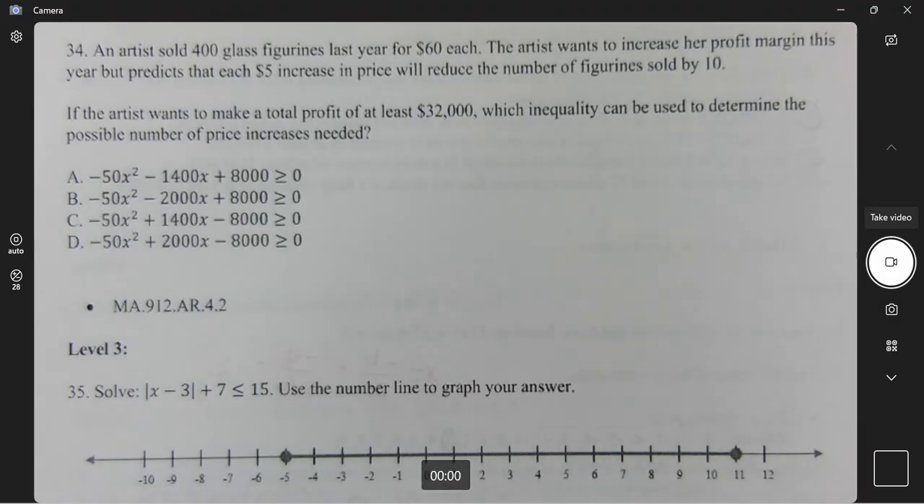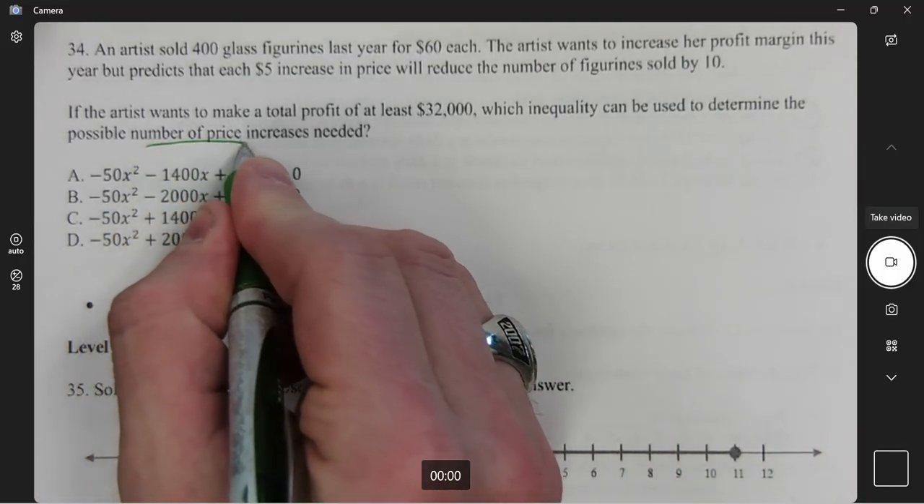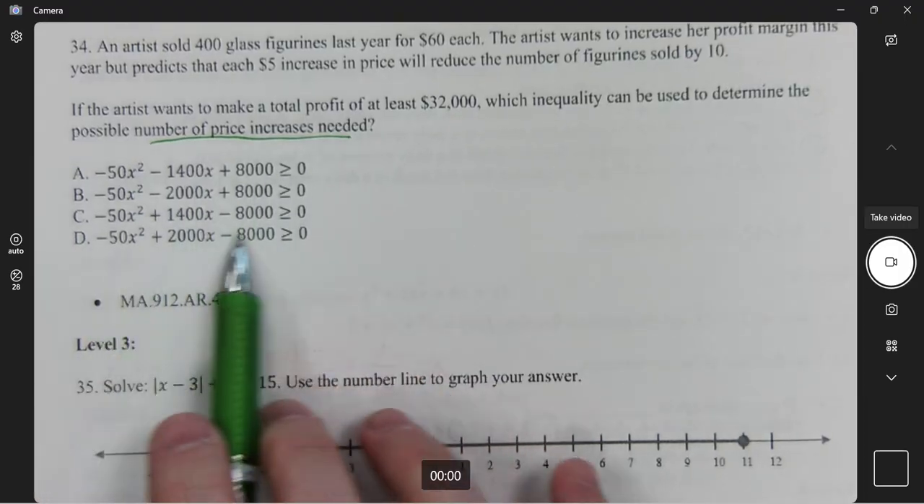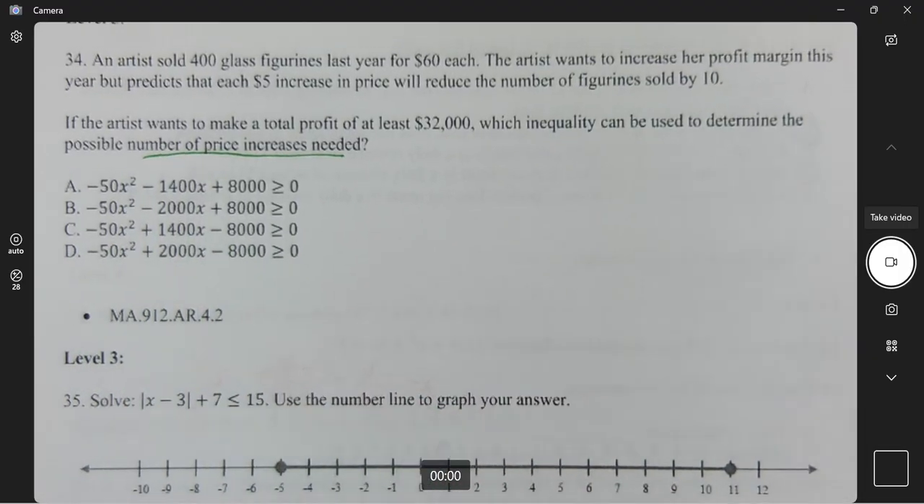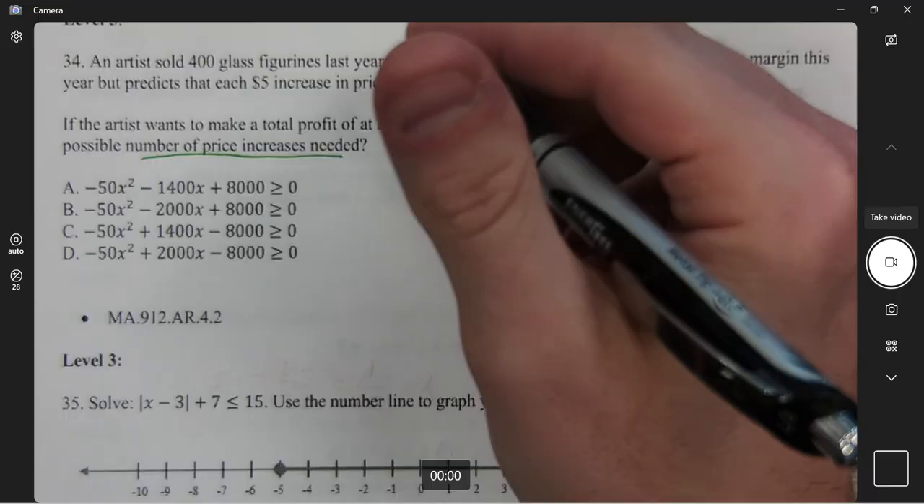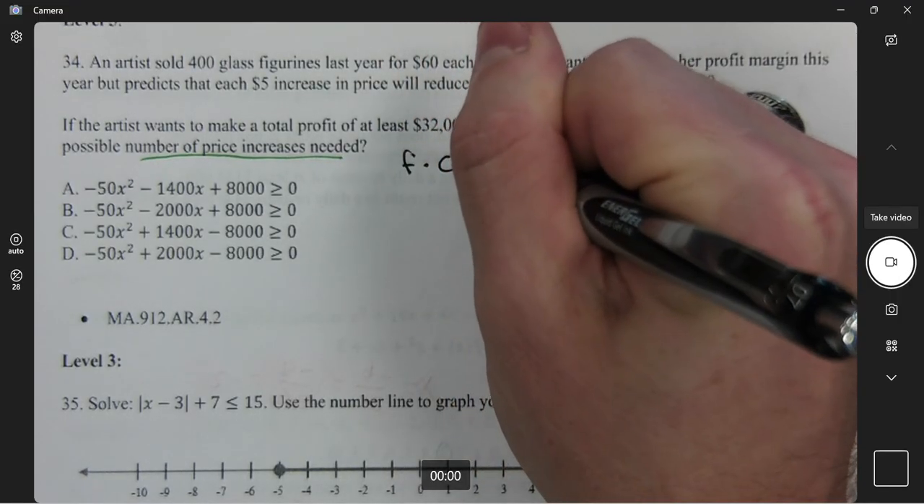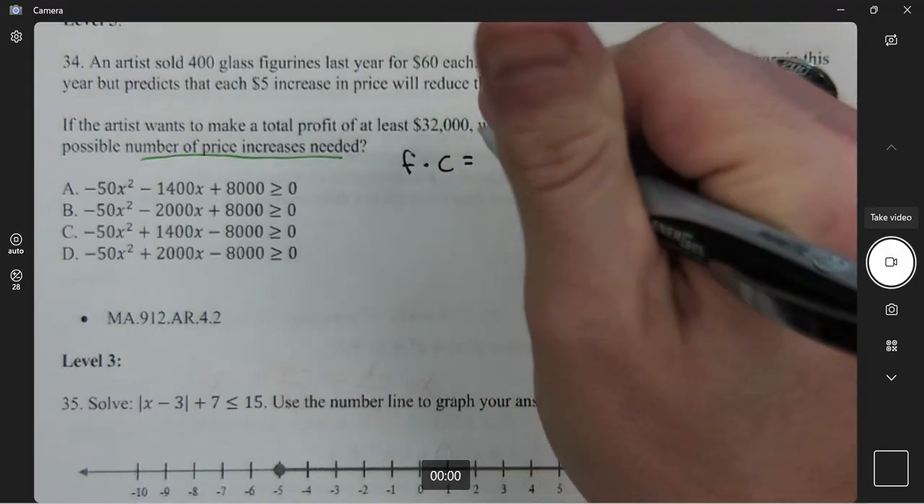And that was what you have to pay attention to the most, the number of price increases. What that means is X is a number of increases. So here's how I tackled it. I said, figurines times their cost equals revenue.